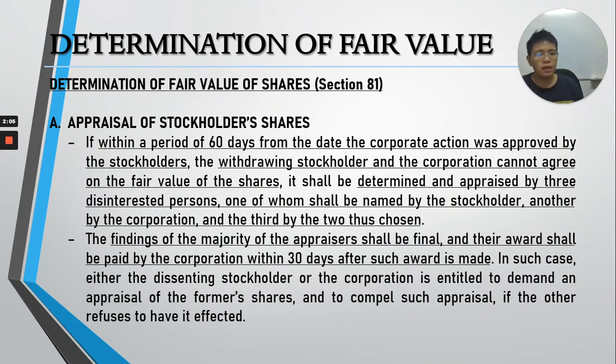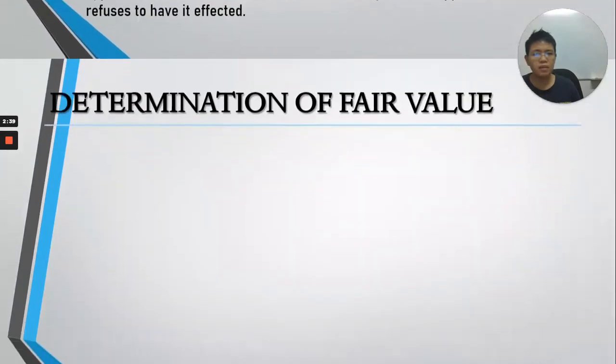So, in such case, remember, pagka hindi na nagkakasundo, either the dissenting stockholder or the corporation is entitled to demand an appraisal of the former's share and to compel such appraisal if the other refuses to have it effected. So, kung ayaw ng stockholder na ipa-appraise yung shares niya, pwedeng i-compel ng corporation. Kung ayaw ng corporation na i-appraise yung shares ng dissenting stockholder, the dissenting stockholder can also compel such appraisal. What else?